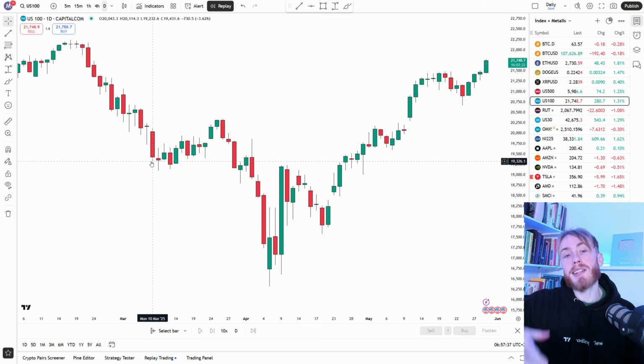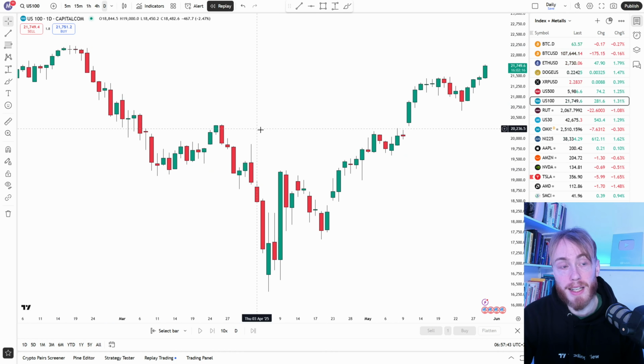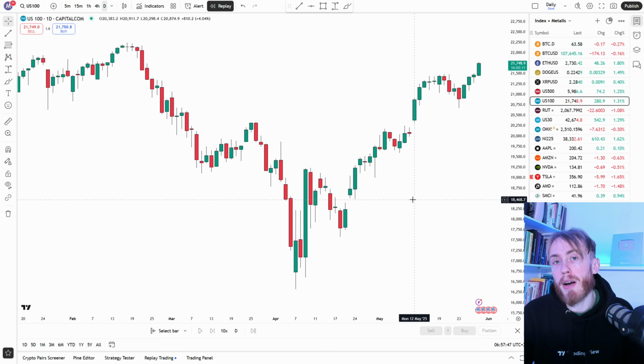But right, so now let's actually switch the attention and jump back here into TradingView. Right now, I'm looking at a daily time frame on the Nasdaq 100, but you can use the parabolic SAR on pretty much all time frames and asset classes. So you can use it on crypto, forex, or stocks.